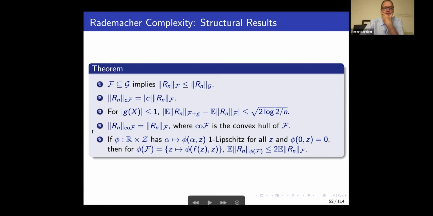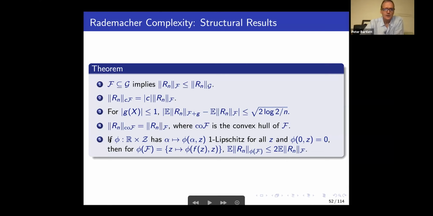The fourth property is that you can take the convex hull of the class, and that doesn't change the Rademacher averages. We'll take a look at why that is on the next slide. But this means that you get convex combinations of functions in your class for free. It's essentially because of the fact that you're maximizing a linear criterion here that's responsible for that.